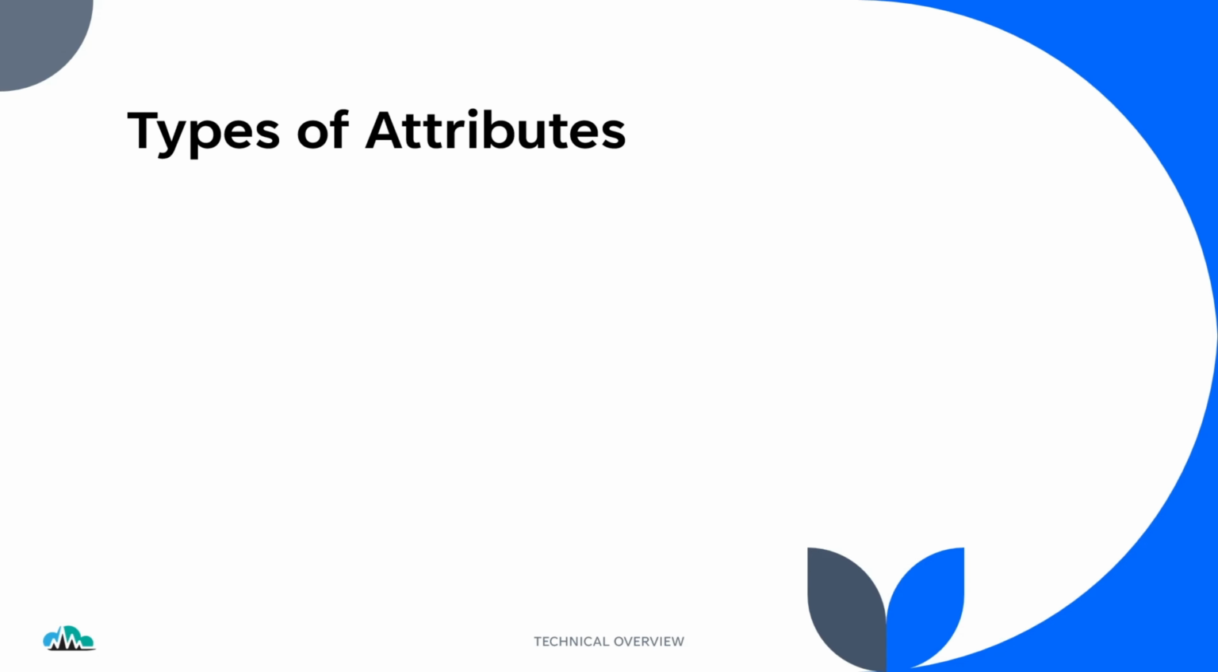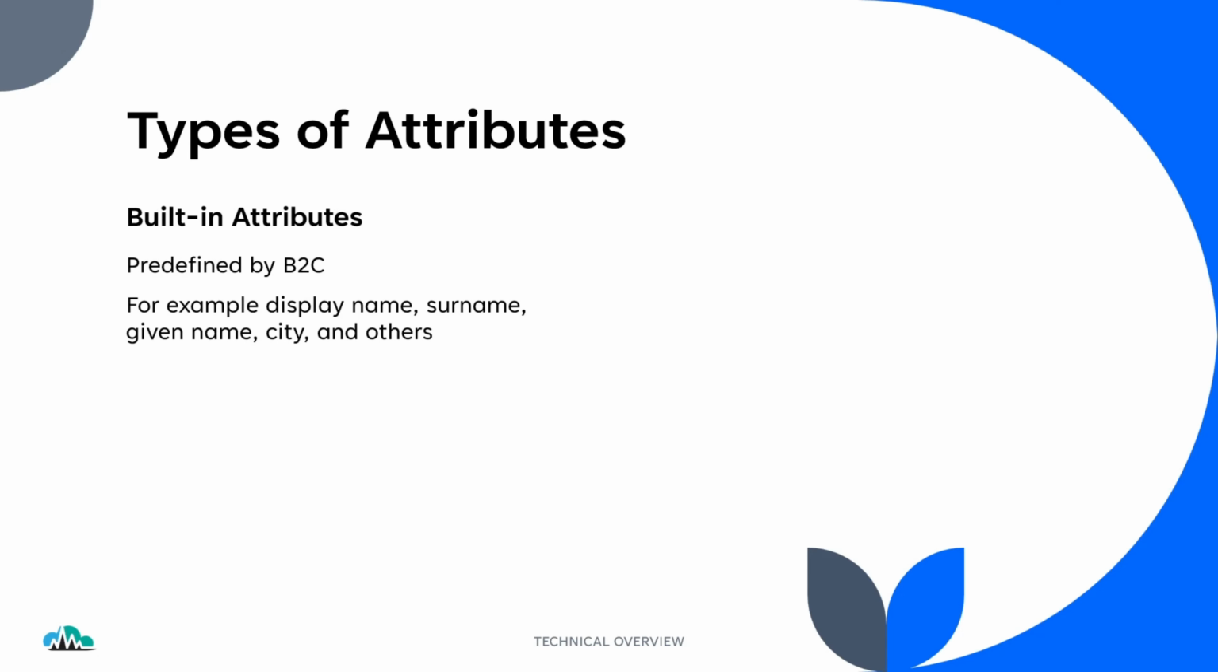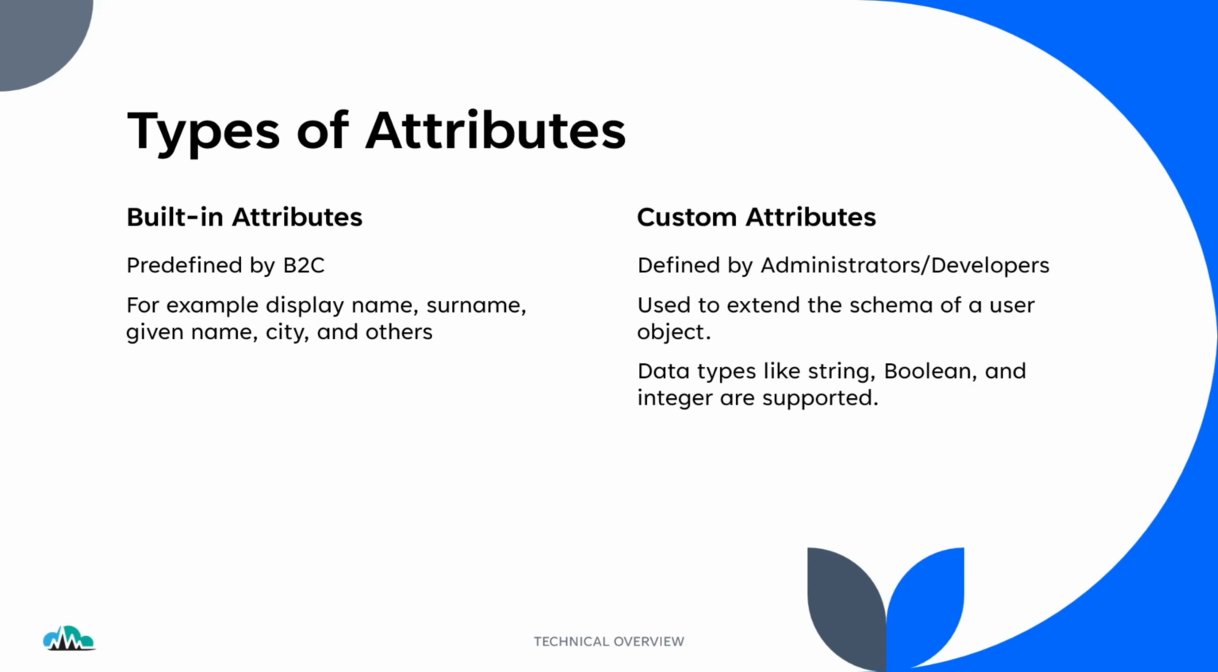User attributes in Azure AAD B2C. Basically, there are two types. The first category is built-in attributes, which are predefined by AAD B2C and can be used in user flows or custom policies. The second category is called custom attributes, and it allows us to define any sort of attribute for any user. They can be utilized in user flows and custom policies once they have been created.